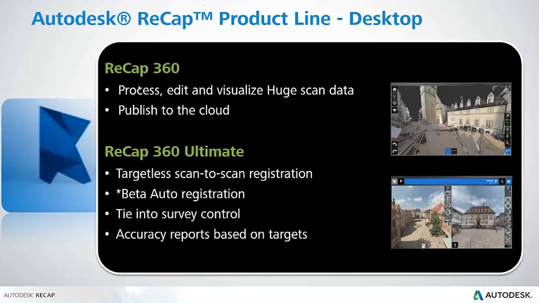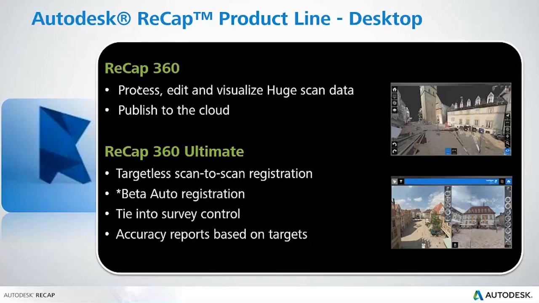It also helps us to share and collaborate with point clouds, maybe share that point cloud with stakeholders, help with markups, help with what we call our true view and things like that, and of course publishing to the cloud. ReCap 360 Ultimate is our targetless scan registration tool. So kind of the old nomenclature was that ReCap or ReCap 360 was just photo-based and maybe some collaboration. And ReCap 360 Ultimate used to be called ReCap Pro. You may have heard it called that in the past.